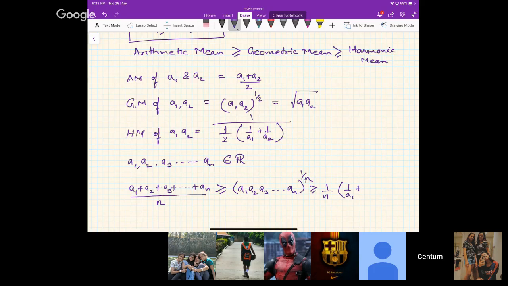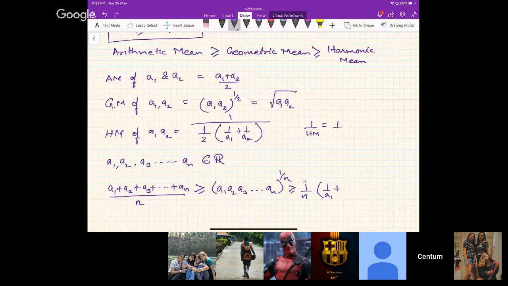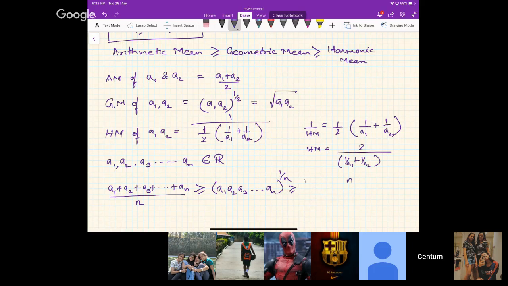So basically 1 upon HM, the harmonic mean, is nothing but 1 upon n times the sum of reciprocals; in this case, 1 upon 2 times 1 by a1 plus 1 by a2. This is 1 upon HM, so you can find out what HM is. HM will be nothing but 1 upon this whole, so that will be 2 by 1 by a1 plus 1 by a2 in this case. In general, it is n upon 1 by a1 plus 1 by a2 plus dot dot 1 by an. So please remember these inequalities.